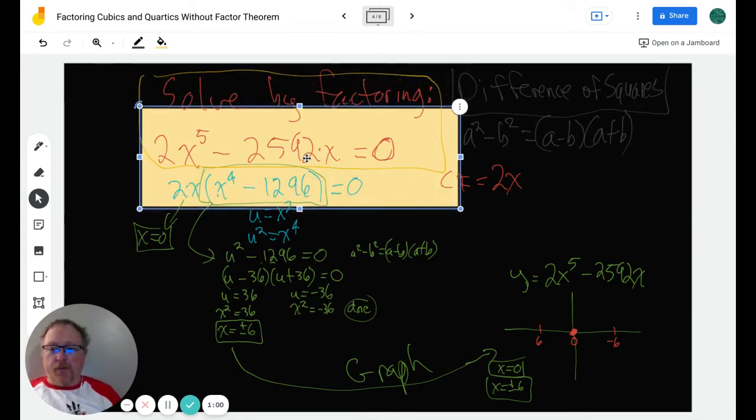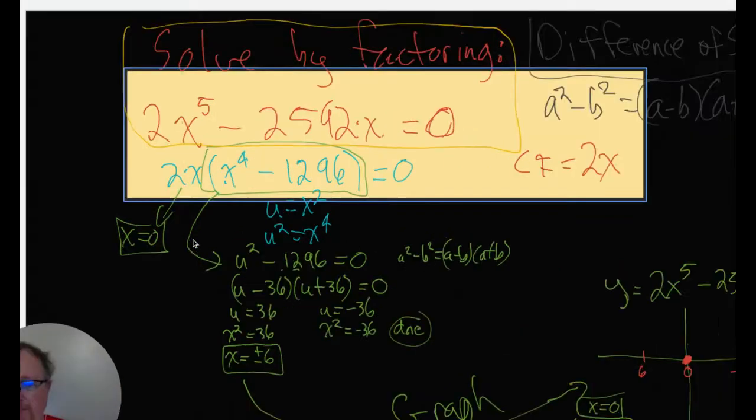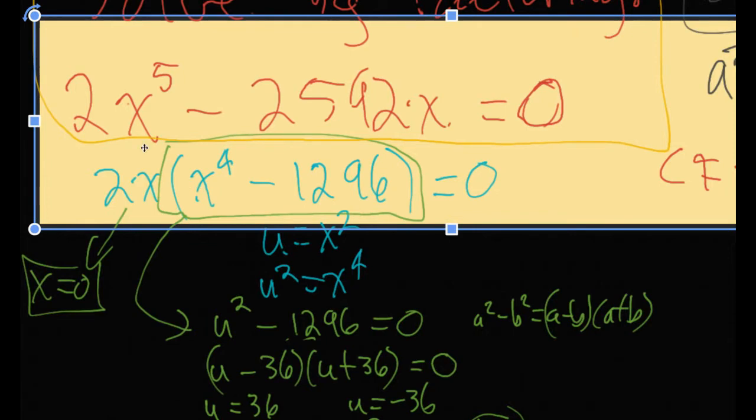So I'm going to remove 2x from each of those terms by division, okay? So 2x to the fifth divided by 2x is going to give us x to the fourth. X to the fifth divided by x is x to the fourth. 2 divided by 2 is 1. 2,592 divided by 2 is 1,296. And again, that still equals 0. So now I've got x to the fourth minus 1296.